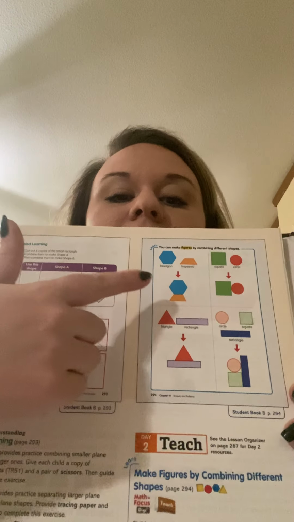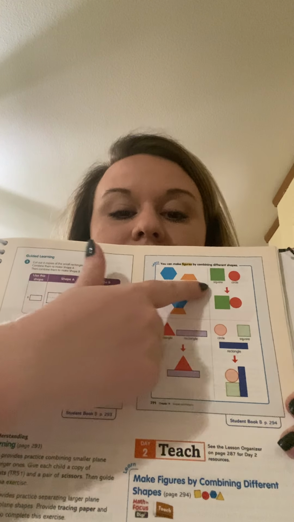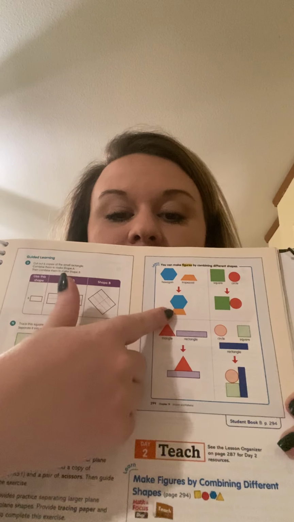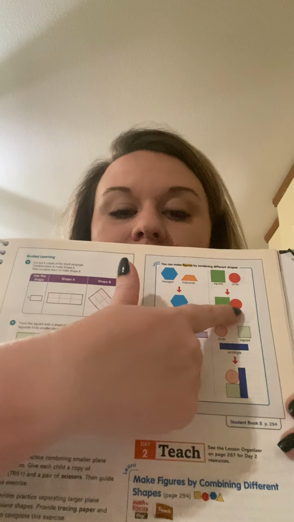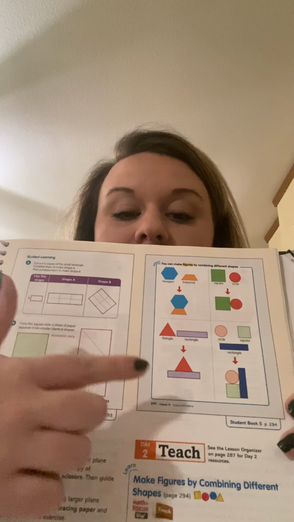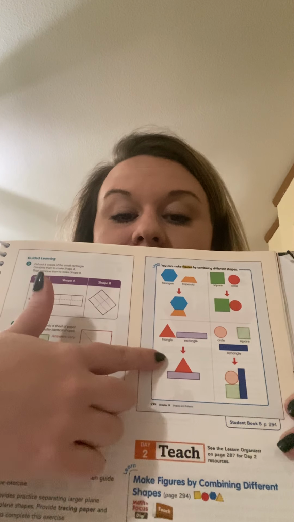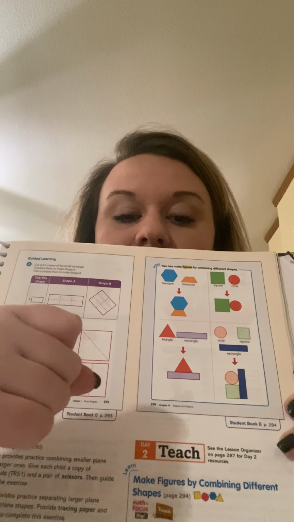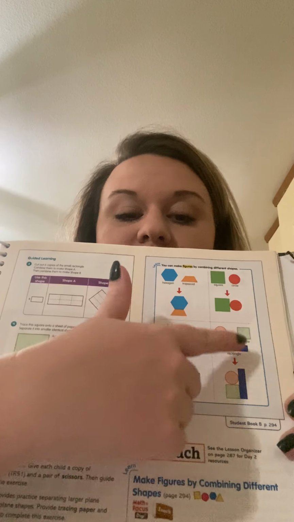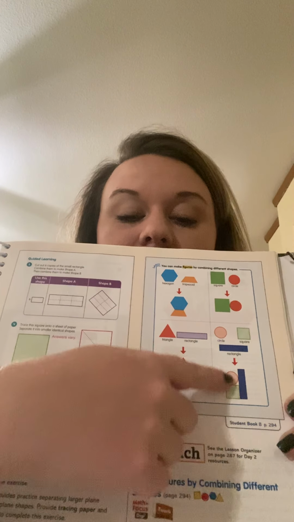So here, this is stuff you've done in art. They're taking the trapezoid and the hexagon, and they're putting it together to make their own shape. Here they're taking a square and a circle and putting it together to make their own figure. Down here, they're making like a party hat out of these two shapes to make a party hat figure. And this one, they're taking the circle, the square, and the tall rectangle to make another figure.